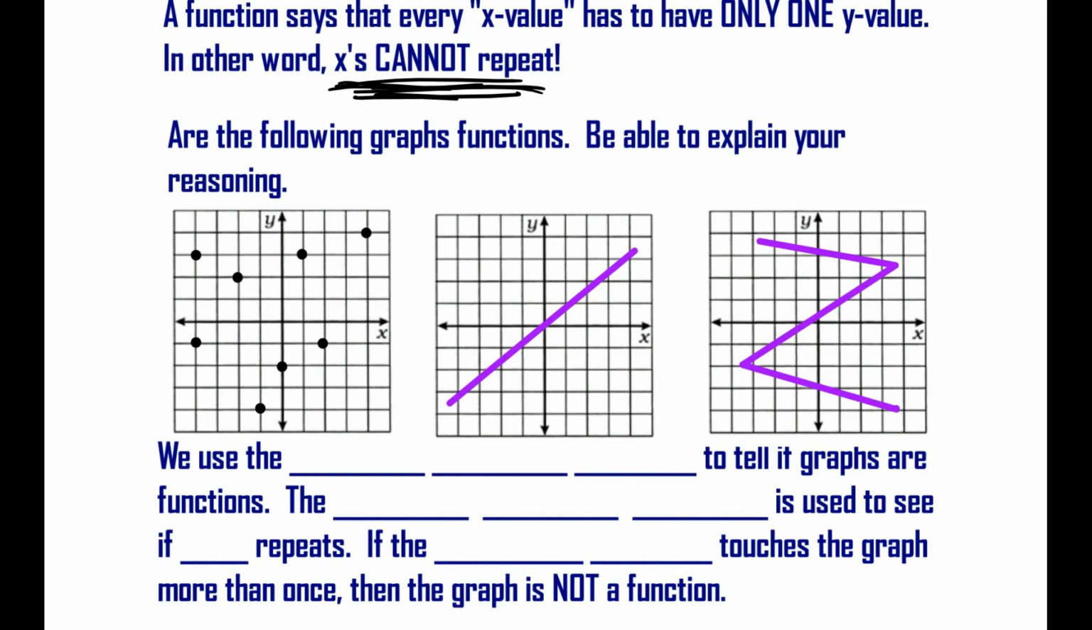Are the following graphs functions? Be able to explain your reasoning. All right, so I wanted you to do it on your own. I wish I was there to teach this because it'll make more sense, but I'm not there, so I can't. Let's look at this graph. If a function is a set of ordered pairs, and we clearly have a set of ordered pairs, do we have any repeating x values?